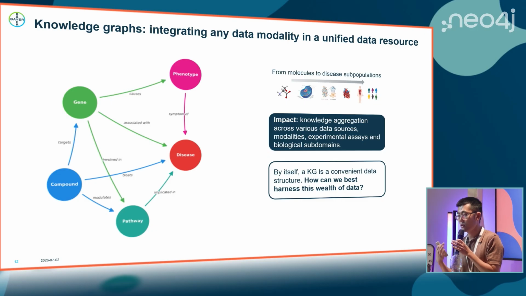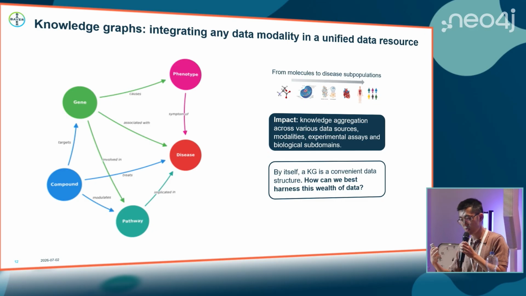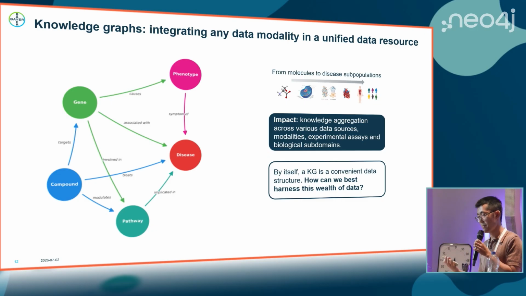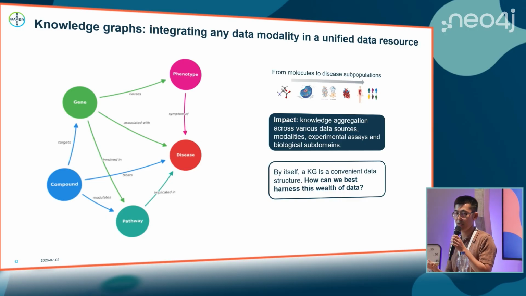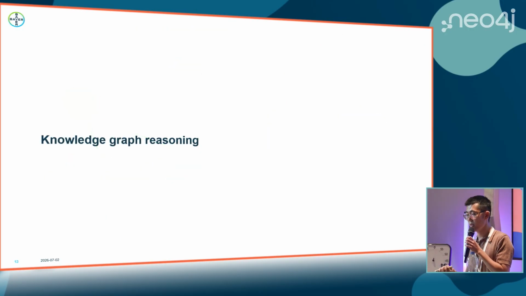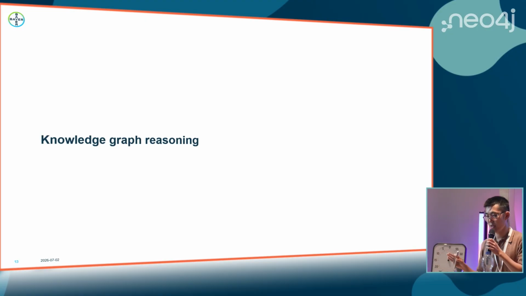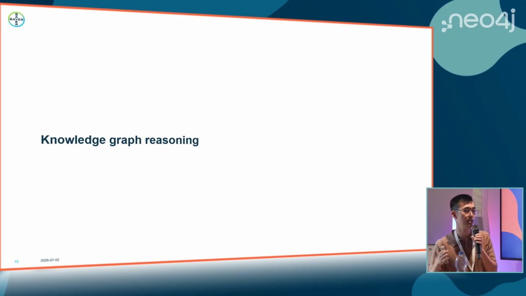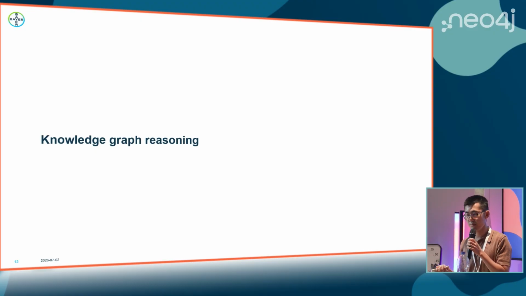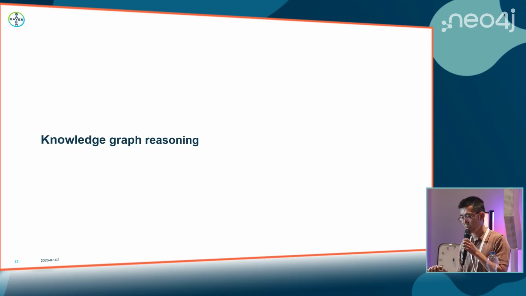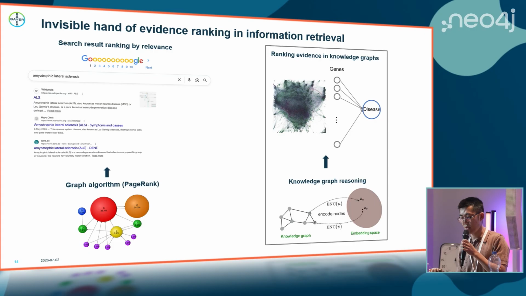With that, I think a knowledge graph by itself is a data structure, a data resource, but how can you best harness this wealth of data? And here, in the talk, I will talk about two things, maybe knowledge graph reasoning and also retrieval using AI approaches. So let's start with this question.